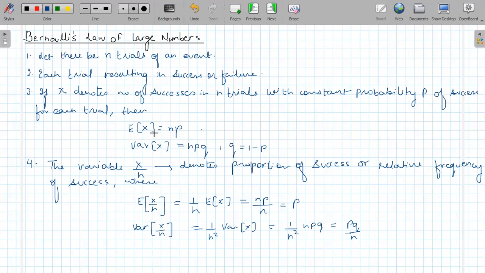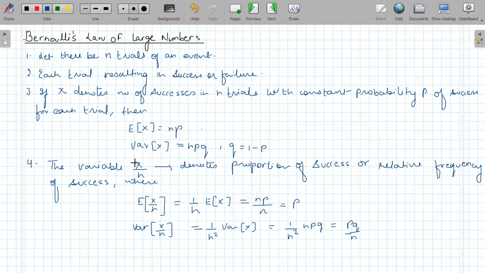Then the expected value of x is equal to np because this is a binomial distribution satisfying the conditions of binomial distribution. So x follows a binomial distribution here. So the expected value of x, that is the mean of x, will be equal to n into p, where n is the number of trials and p is the probability of success. Variance of x will be npq, where q is 1 minus p.